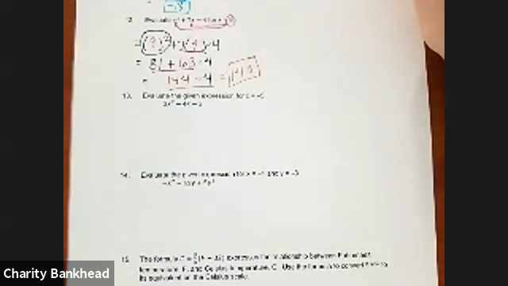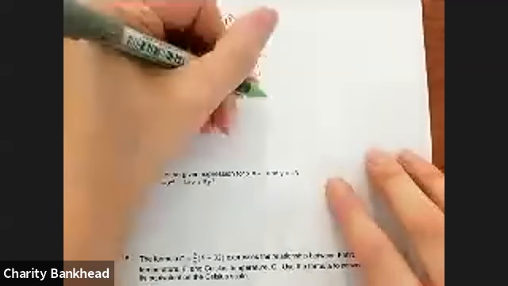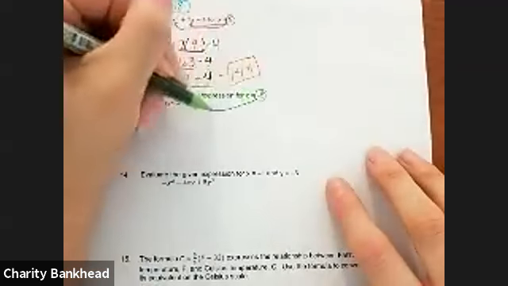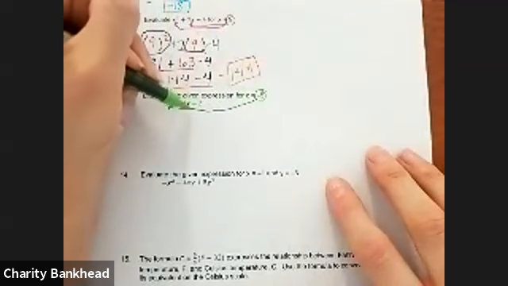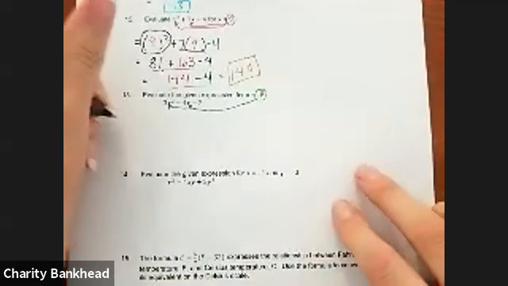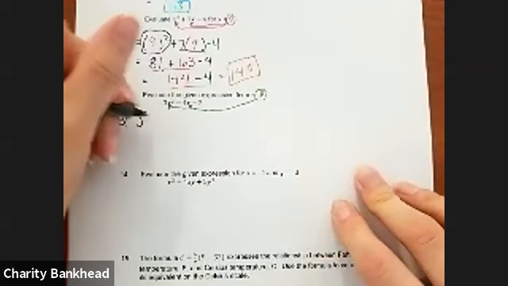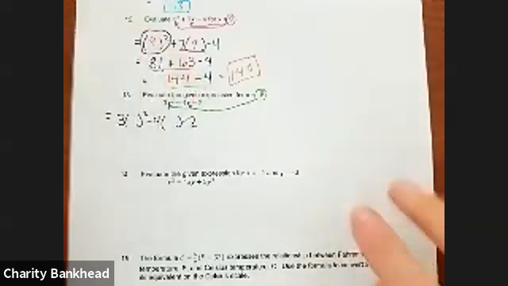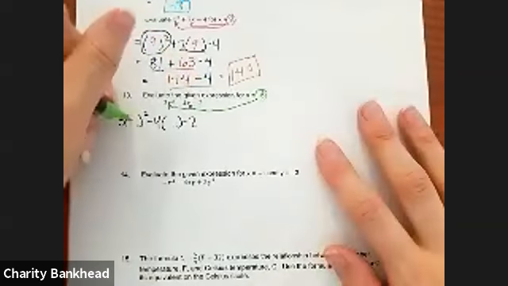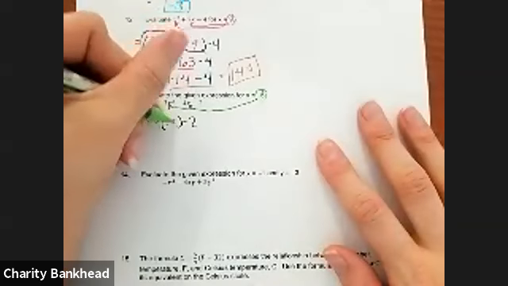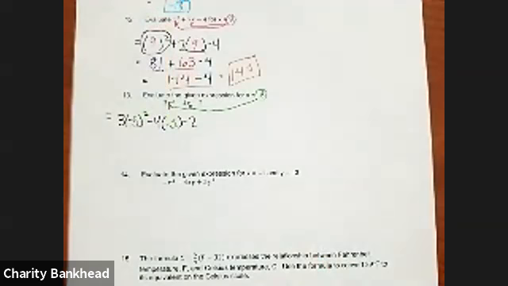Number 13 says, evaluate the given expression for x equals negative 5. And the given expression is 3x squared minus 4x minus 2. Okay, so we're going to plug in negative 5 in place of each of the x's in the expression. So it's going to be 3 times negative 5 squared minus 4 times negative 5 minus 2.